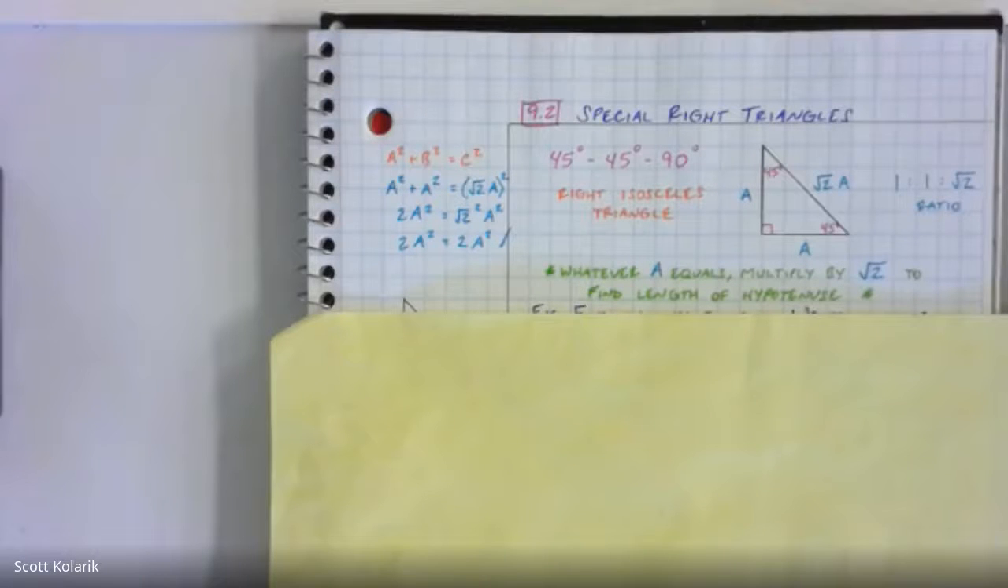All right, Chapter 9, Section 2, Special Right Triangles. As the name implies, we're going to talk about a couple of unique cases of right triangles that are going to have some unique properties attached to them.